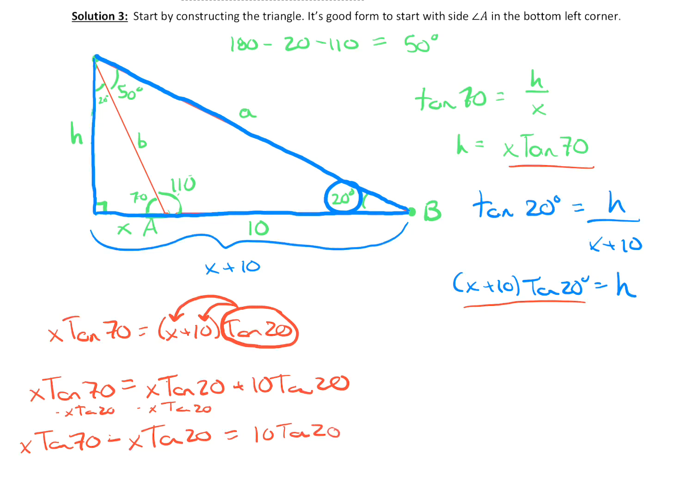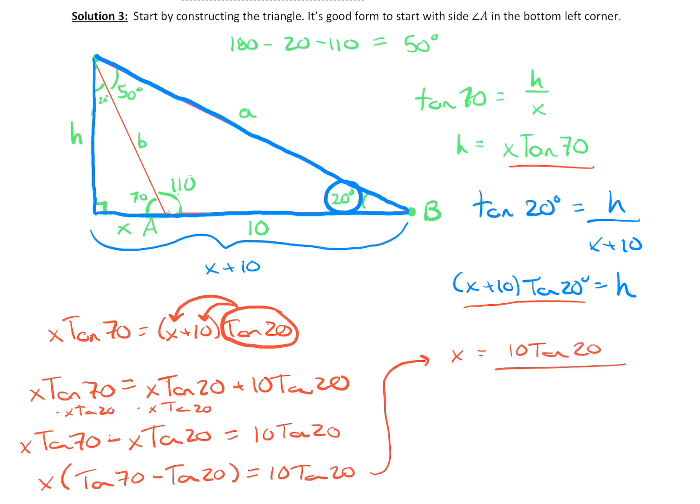The reason I did that is because now I have a common factor in those two terms, which is the x, and I can factor it out. So x times tan 70 minus tan 20, which is a number. So now you have two scenarios where you have a number and you can isolate your variables. So x is equal to 10 tan 20 over tan 70 minus tan 20.